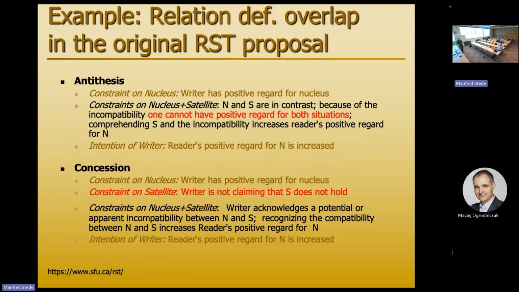Here is actually antithesis versus concession. Brown means they are identical. These are the Mann-Thompson definitions. Brown means it's the same for antithesis and concession. Black means basically the same, and only red is the difference between the two.